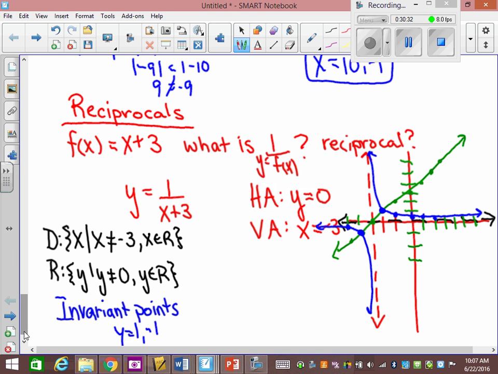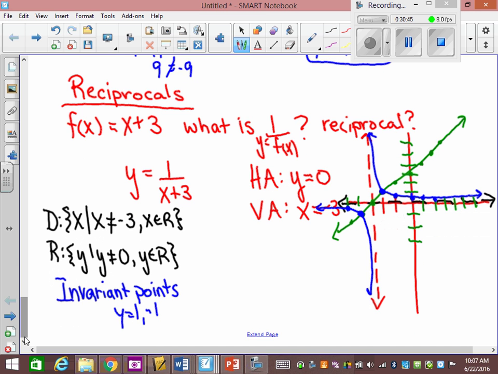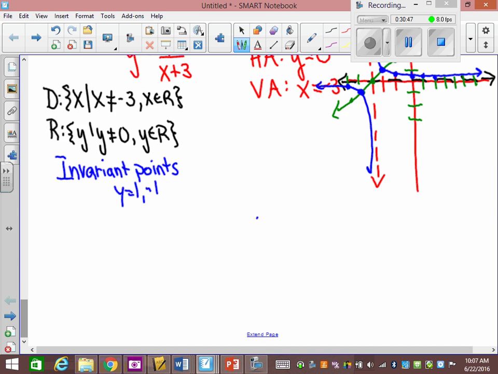So if I asked you what the invariant points are, remember, you actually have to put them back into the original and solve. So if I ask you for invariant points, you're going to find x equals what when y equals 1 for your one invariant point, and x equals what when y equals -1 for your other invariant point. And you plug it back into your original equation, because if it's an invariant point, it doesn't change.